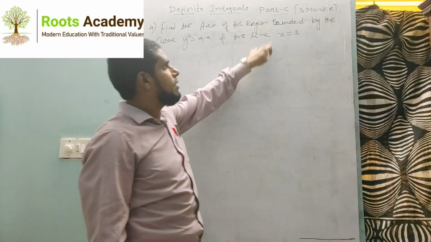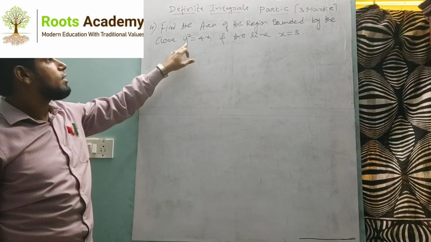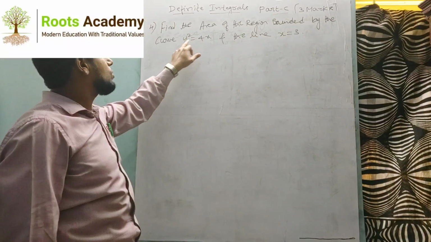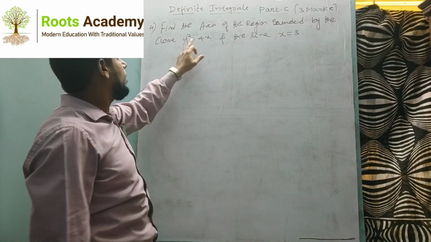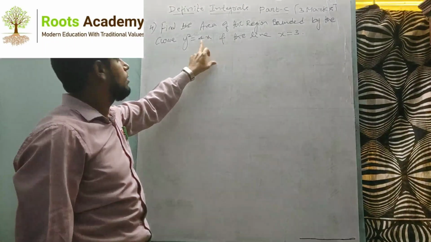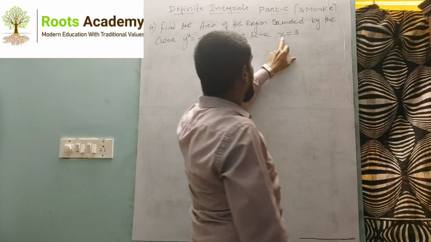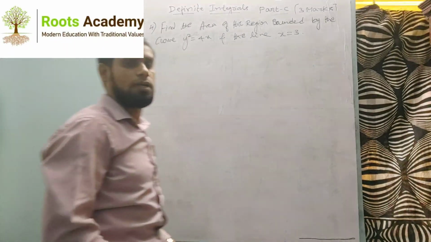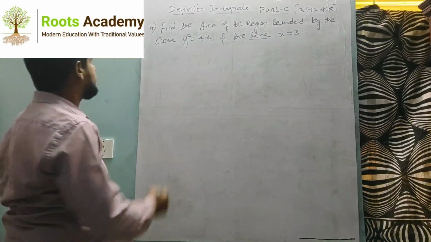And again, this is similar to the previous problem. The only difference is the parabola is on the x-axis. y square is equal to 4ax. Here a value is 1. y square is equal to 4x. This represents the parabola is on the x-axis. And on the x-axis there is a point at 3. There is a line at x is equal to 3.